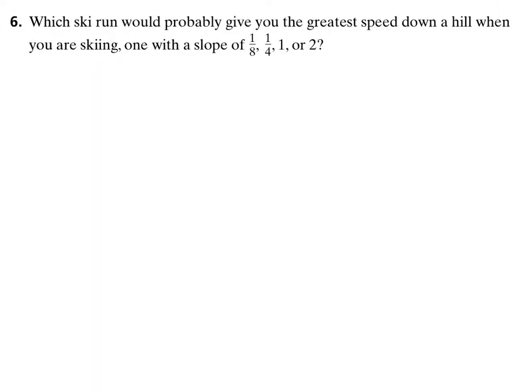All right, number 6. Which ski run would probably give you the greatest speed down a hill when you are skiing? One with a slope of 1/8, 1/4, 1, or 2. Take 1 minute with your neighbor again and discuss this one, and then write a full sentence about which one you believe would give you the greatest speed down a hill. 1 minute with your neighbor, go.